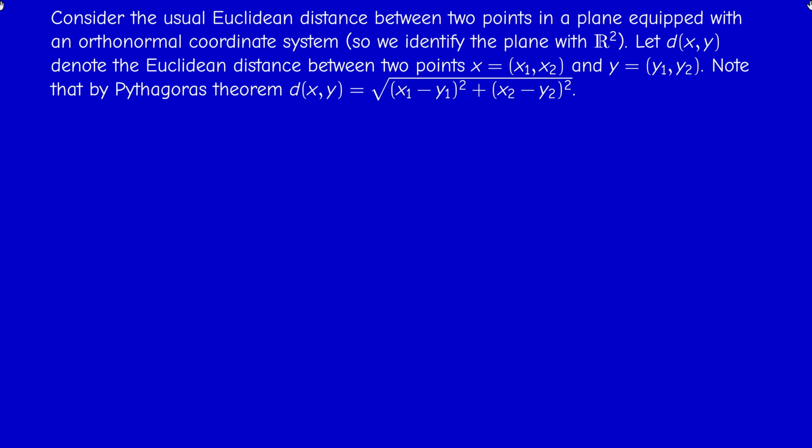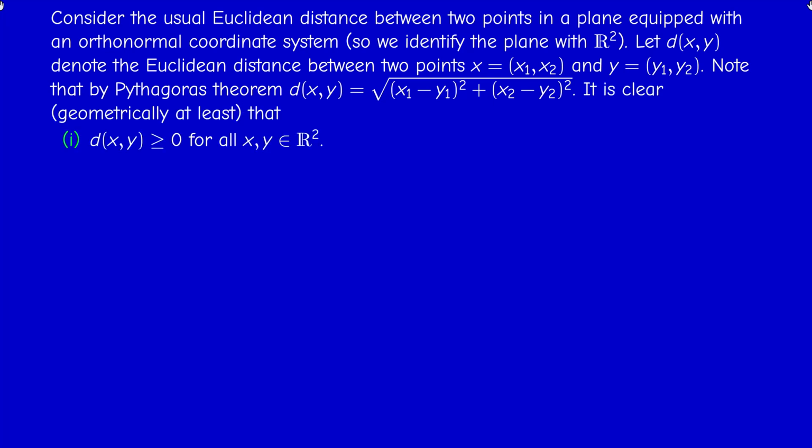Let us try to write down the most trivial properties of this distance. What does it satisfy? The first trivial property is that it's a real number which is non-negative. So the distance is always bigger or equal than 0. Now, when is it equal to 0? It's equal to 0 precisely when the 2 points coincide.